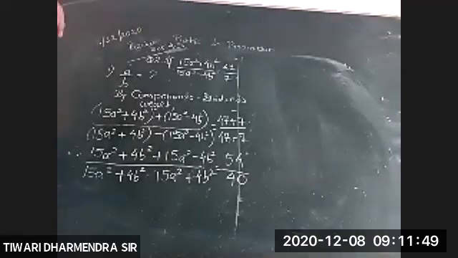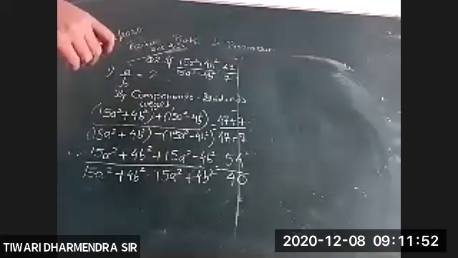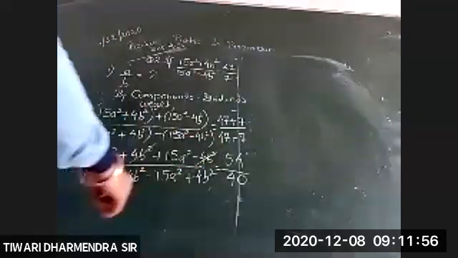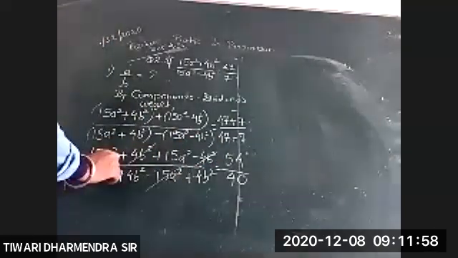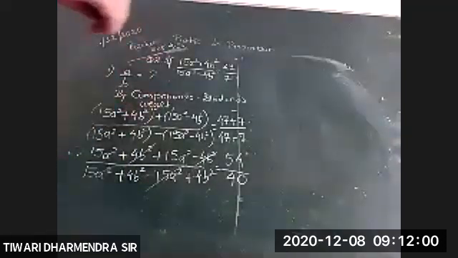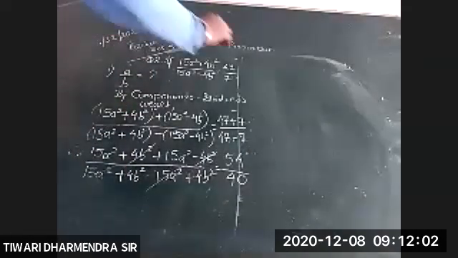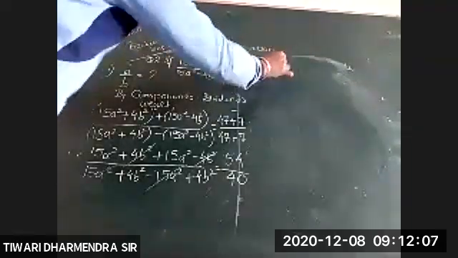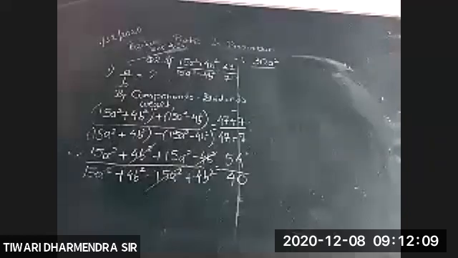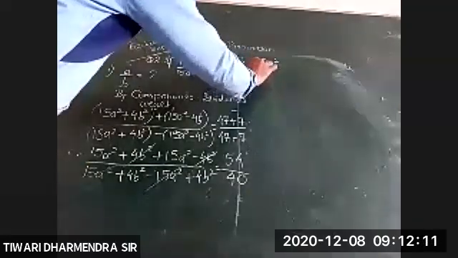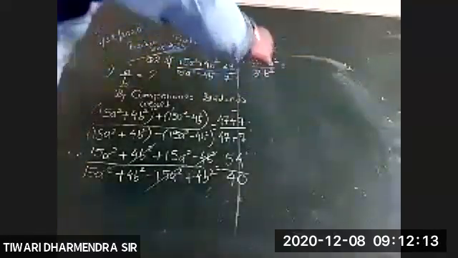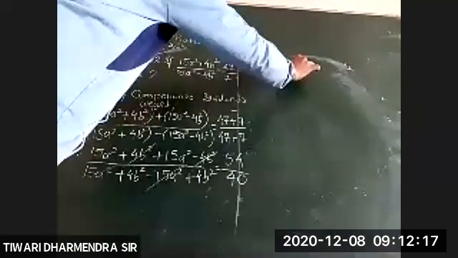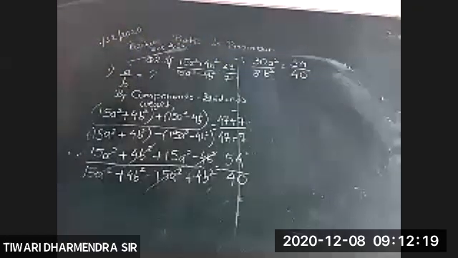So now, as I said, the terms with opposite sign get cancelled. You can see 4b square and minus 4b square, 15a square and minus 15a square get cancelled. What remains? 30a square. 30a square divided by 4b square plus 4b square is 8b square, which is equal to 54 divided by 40.